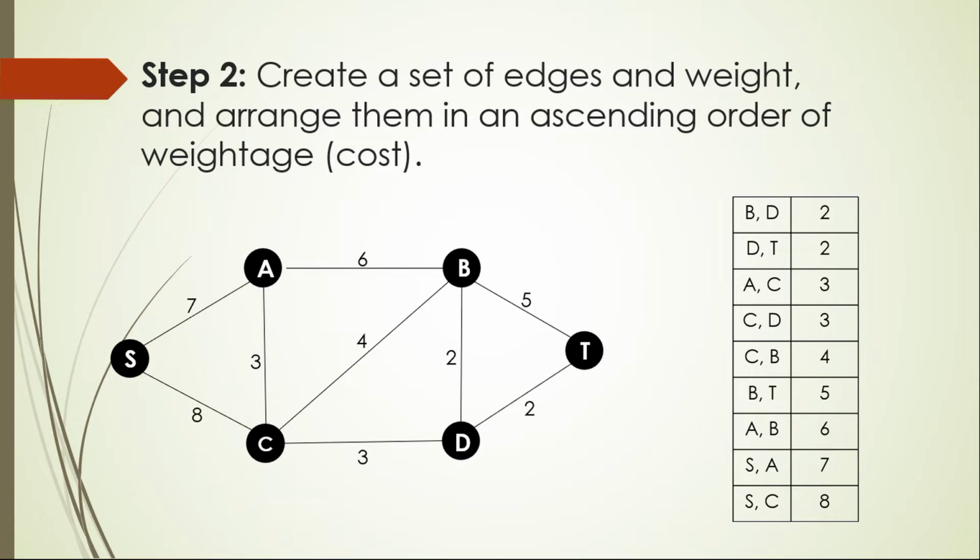Step 2. Create a set of edges and weight, and arrange them in ascending order of weightage, cost. BD is 2. DT is 2. AC is 3. CD is 3. CB is 4. BT is 5. AB is 6. SA is 7. SC is 8.